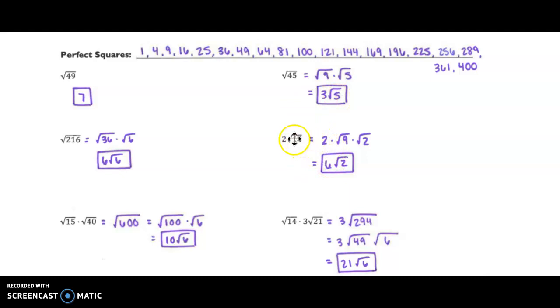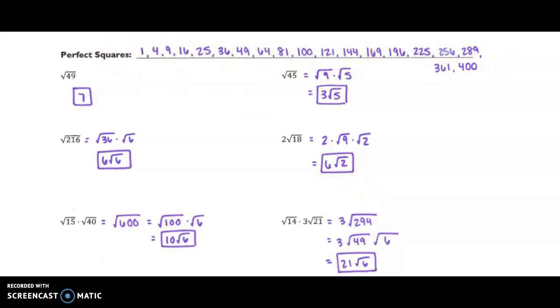So like here, for 2 square root of 18, we used 9 and 2 because the square root of 9, again, is 3. Now, you can say, well, 6 times 3 is 18, right? But 6 and 3, neither of those are perfect squares, so you can't break it down. Okay, so it's about using perfect square numbers, which are listed up here.